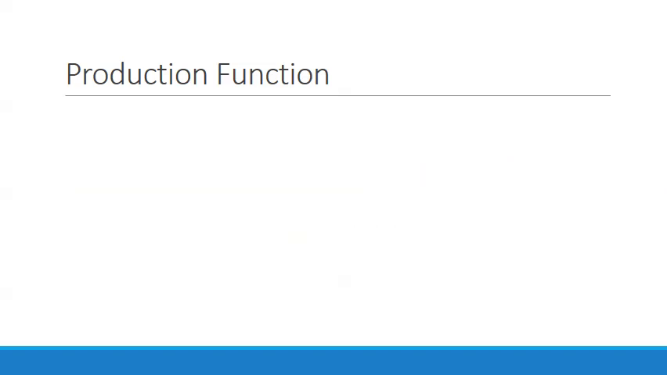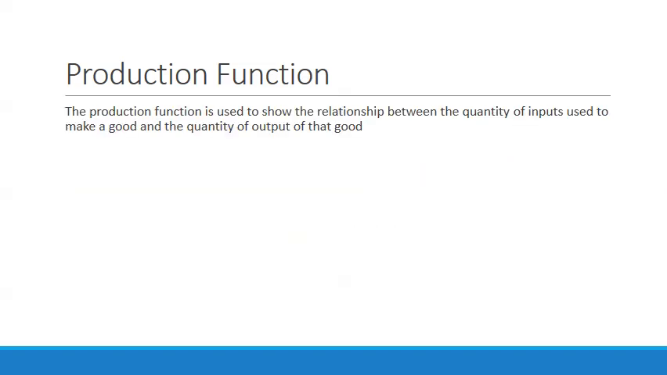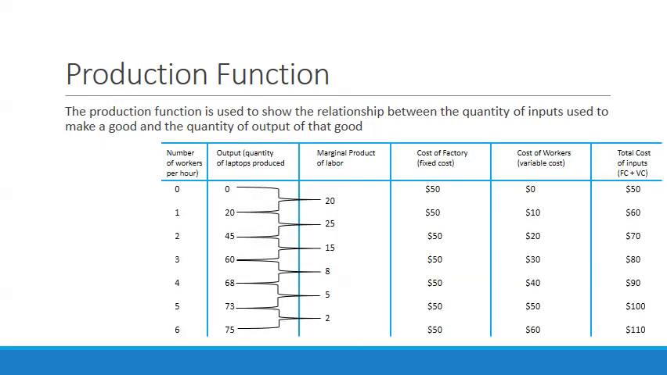Okay, so let's look at what's called the production function. The production function is used to show the relationship between the quantity of inputs used to make a good and the quantity of output of that good. You can look at it here when we look at this chart. Laptop production factory, this is what we're going to look at. And so labor is the variable cost at $10 per hour per worker.